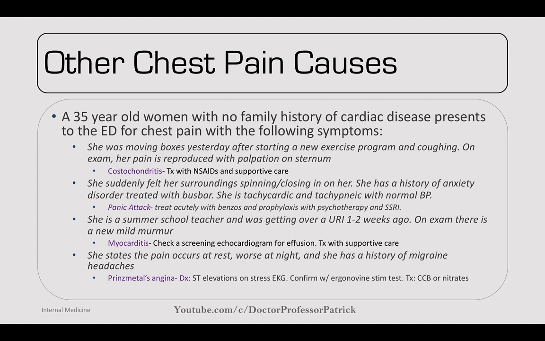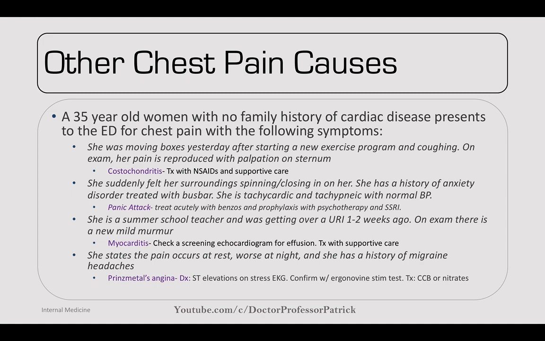So say she was a summer school teacher and she's getting over a URI 1 to 2 weeks ago. On exam, there is a new mild murmur. So she might have a myocarditis, maybe a Coxsackie virus that she caught at school. So check a screening echocardiogram for effusion and treat with supportive care.